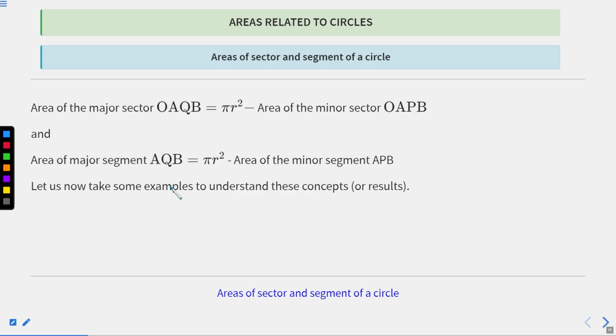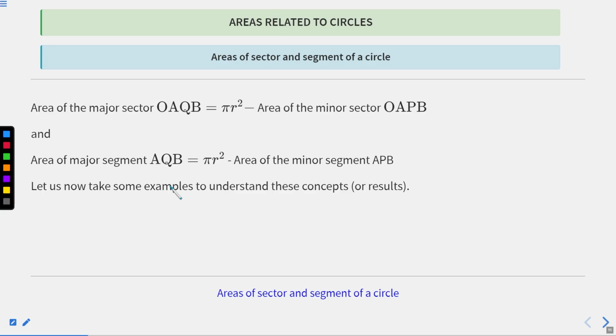And the area of the major segment AQB is equal to pi r square minus the area of the minor segment APB. If you know the area of the minor sector, then you can easily find the area of the major sector. And if you know the area of the minor segment, then you can easily find the area of the major segment. Now let us take some examples to understand these concepts.